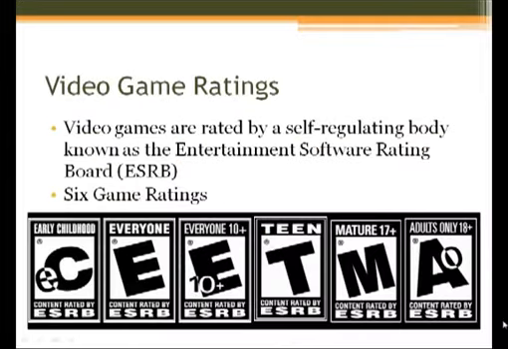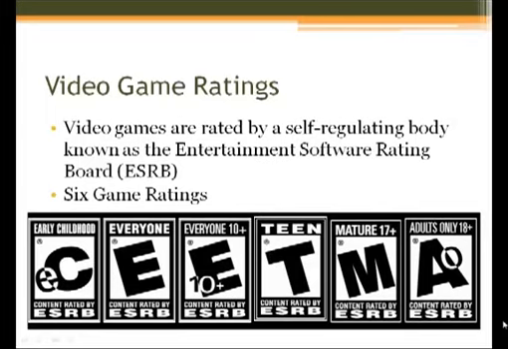Next, let's review the video game ratings. Video games are rated by a self-regulating body known as the Entertainment Software Rating Board, also known as the ESRB. There are 6 game ratings that we need to be aware of. We have early childhood content. We have E for everyone. We have E10 and up, meaning everyone 10 and older. We have teen. We have mature, 17 and older. And we have 18 and older, which is adults-only content.